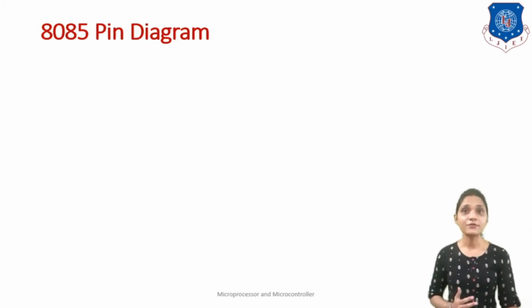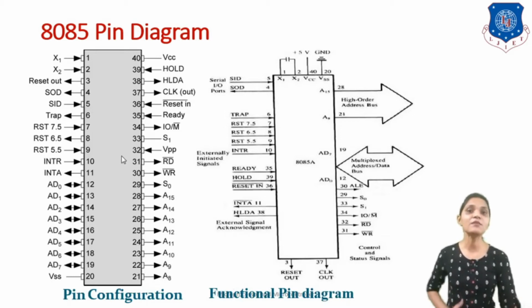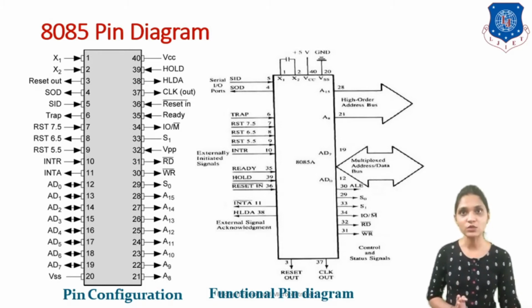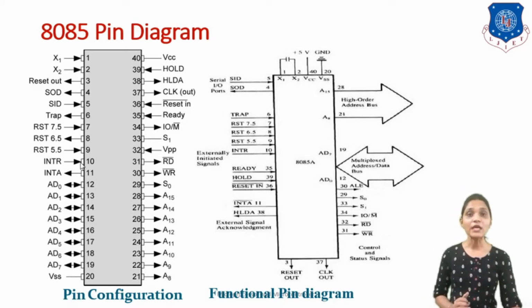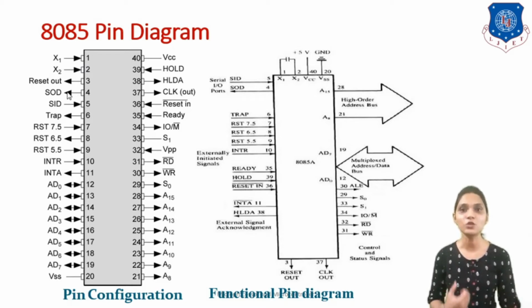Okay, so let me first see what is the pin diagram for microprocessor 8085. It is basically a 40 pin DIP structure. DIP means dual inline packaging. That means it has the same number of pins on both sides, here 20 and here 20, a total of 40 pins. This arrow indicates an input for this processor unit, and this arrow indicates an output for this processing unit.